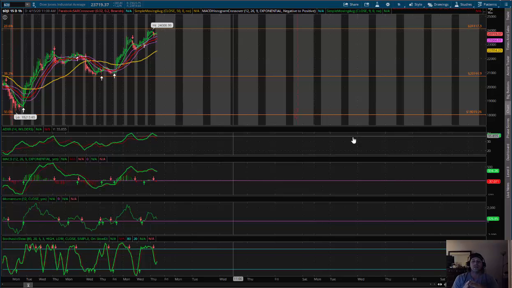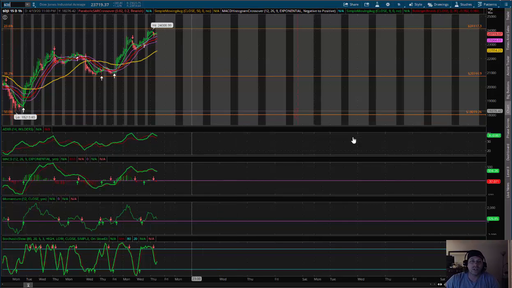I see a lot of the newer traders asking about why the market is going up and how come it hasn't, quote unquote, corrected yet. So I just wanted to go over today the difference between trend and correction.